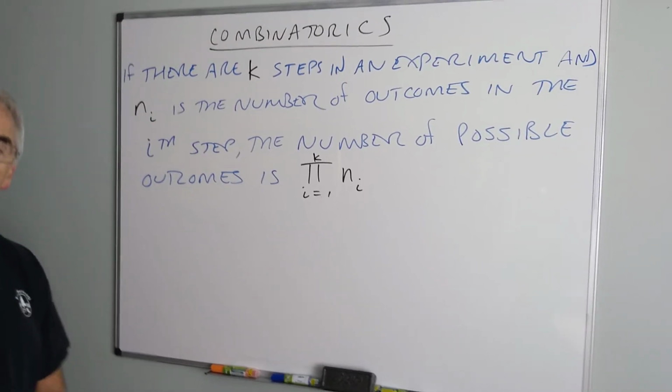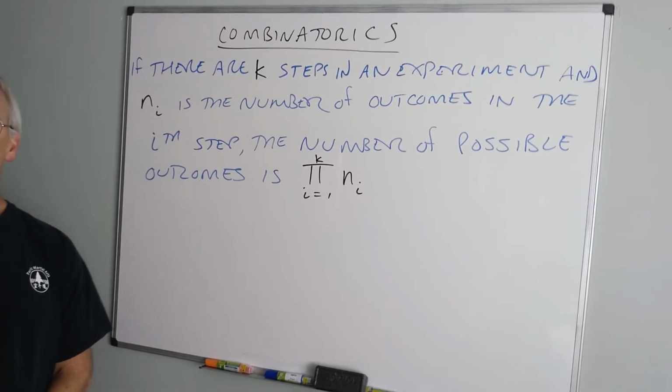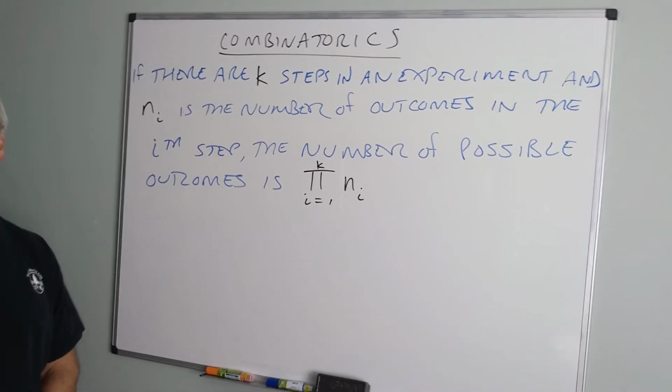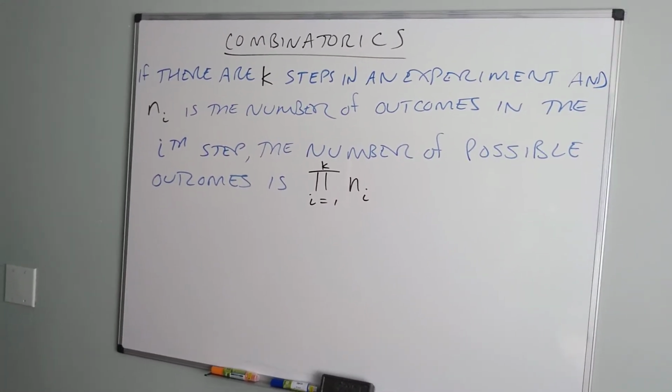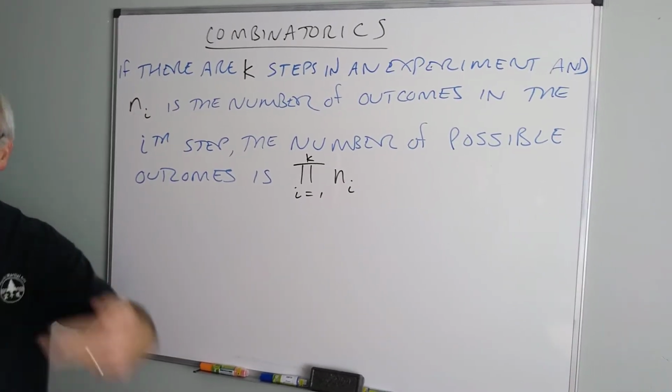We're going to start the basics of combinatorics, which basically are counting techniques. The first one we're going to go over is what is called the multiplication rule. I have k steps in an experiment. It's an experiment where I'm following one thing with another thing with another thing.